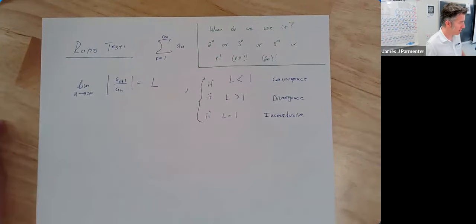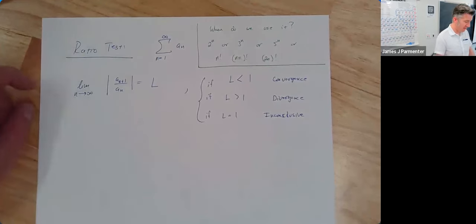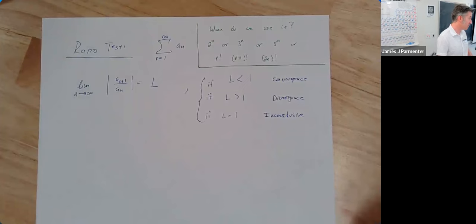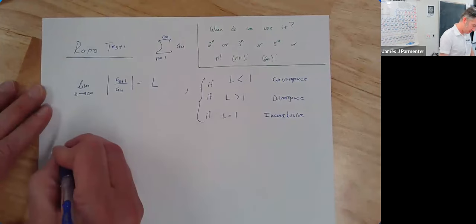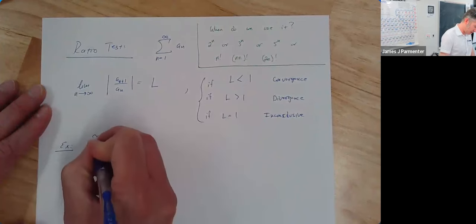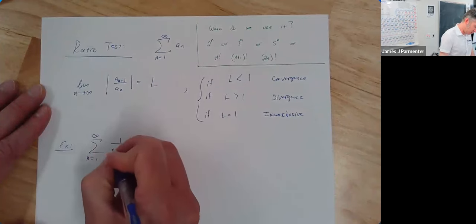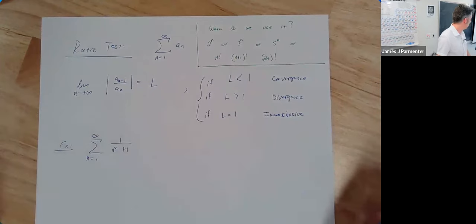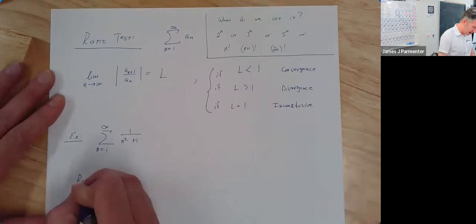On the other hand, the ratio test absolutely fails to be useful at all if you're trying to use it for a p-series. For example, the sum from n equals 1 to infinity of 1 over n squared plus 1, which we could totally show converged if we just used the direct comparison. But instead, if I try to use the ratio test, you might not want to write this down.